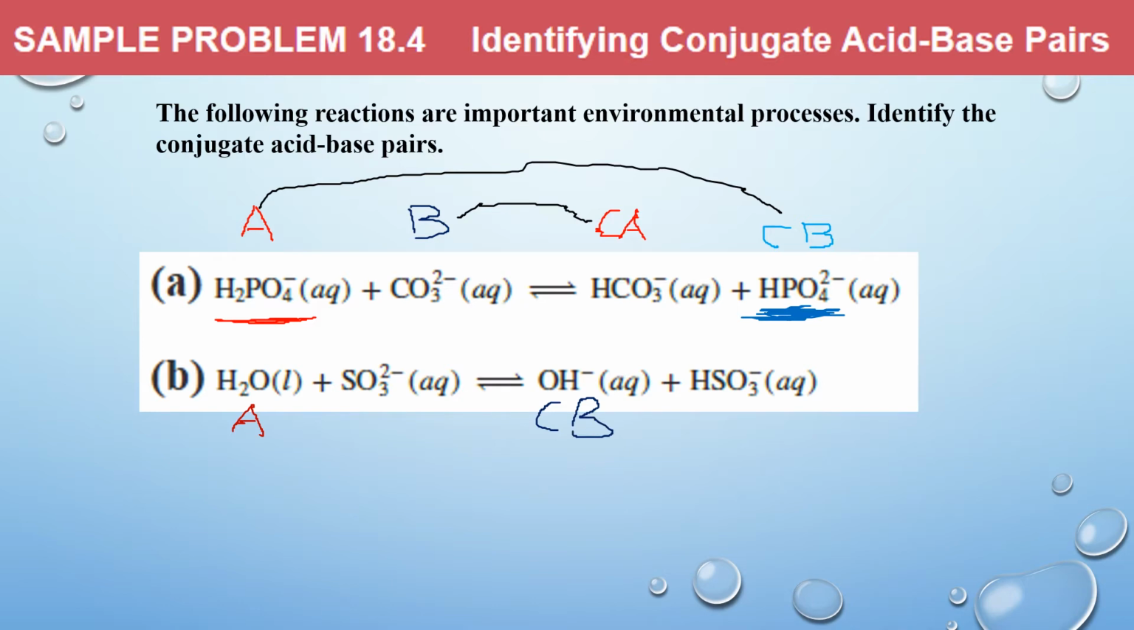So this is the first pair. And SO3 2 minus will be the base, because it accepts the proton. So it is a base, and the HSO3 minus is its conjugate acid. So we have a second conjugate acid and base pair.